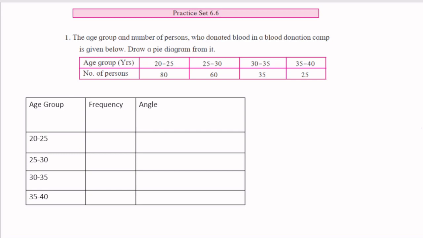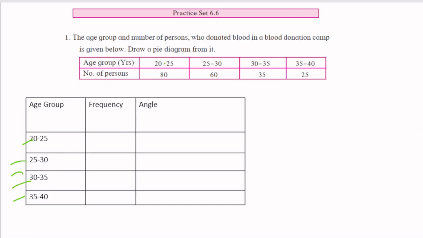Let's see this question. It says the age group and number of persons who donated blood in a blood donation camp are given below, right? So the age group is given. So 20 to 25, 30, 35 is the group given, right? Perfect. Here you don't have to worry about the class mark. You don't have to worry about the continuation and everything. Just you can check this. Okay.